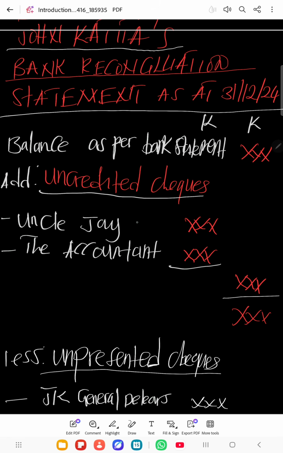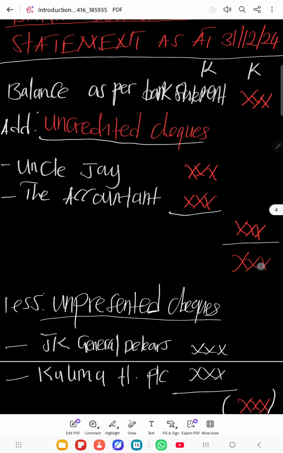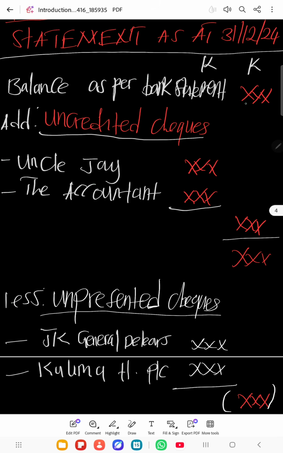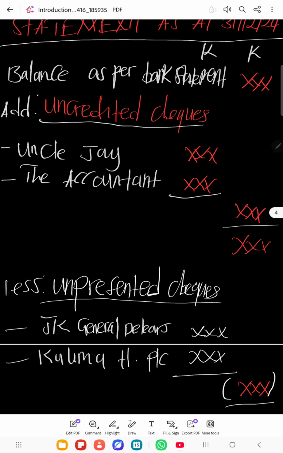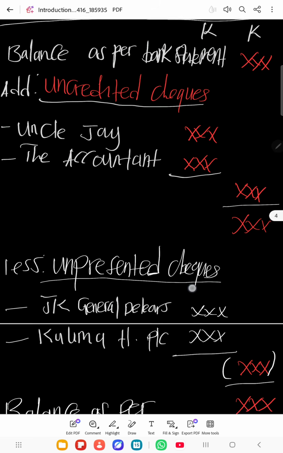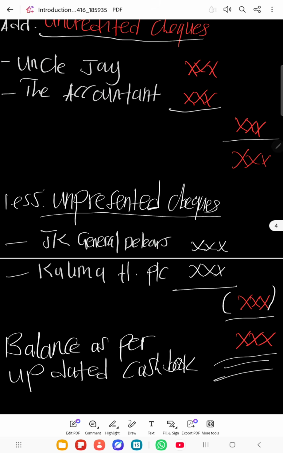So here I give an example, Uncle J, the accountant. Then total, you put it there, you add it to the balance as per bank statement, you add these 2. Then you get this value there. Then you less unpresented checks, the ones I was explaining to you.